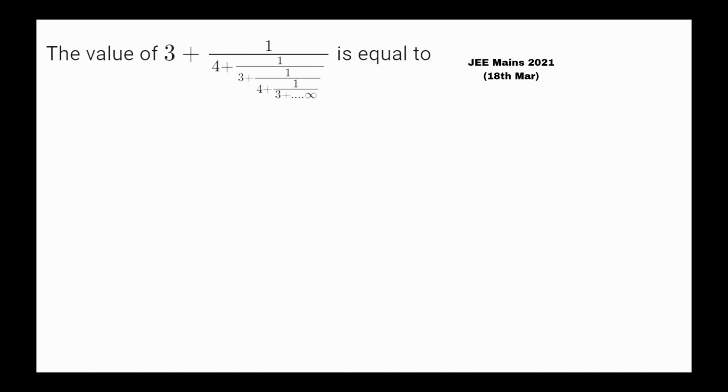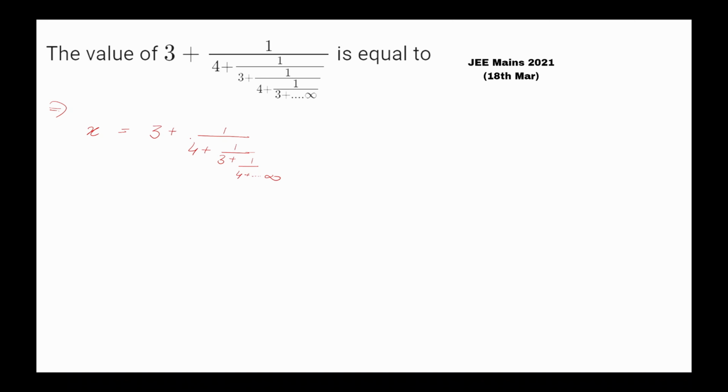Now let's look at this question as well. What has been given to us? So what I'll do is I'll assume this entire equation that has been given to us to be x. Let's say this is x. And this goes up till infinity.